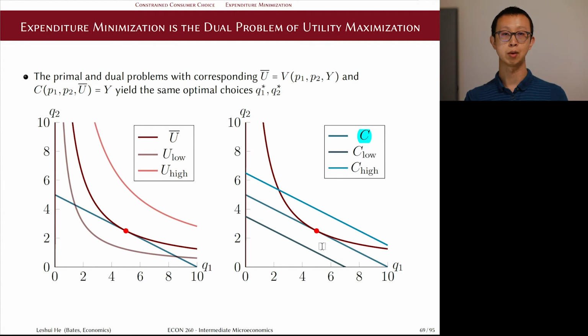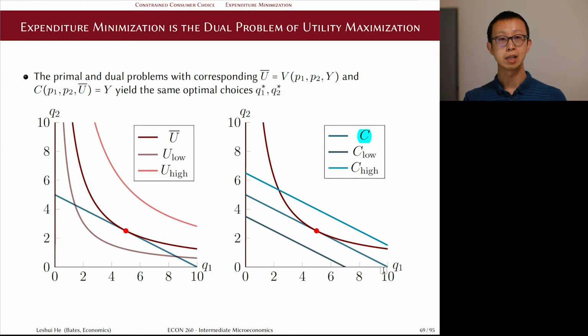Now let's compare the graphical representations of these two problems side by side. If you squint really, really hard, you will notice that these two red points are at exactly the same coordinates. You will also notice that the budget constraint on the left-hand side is exactly this cost-minimizing expenditure curve at expenditure level of C on the right-hand side.